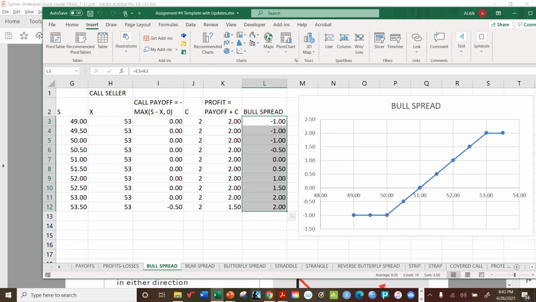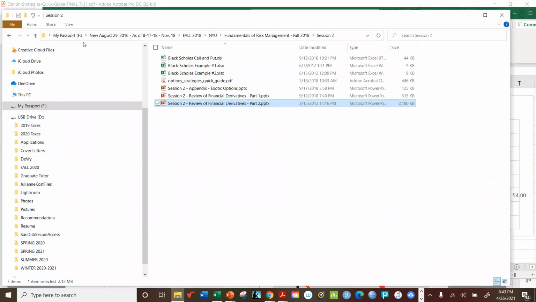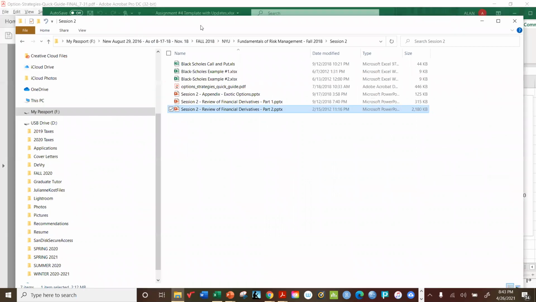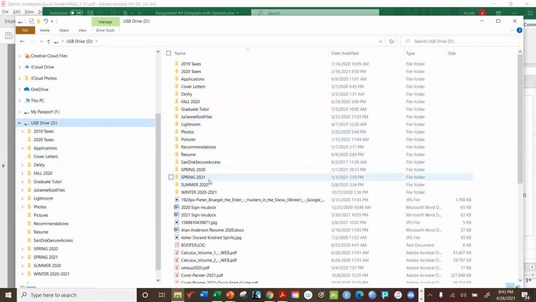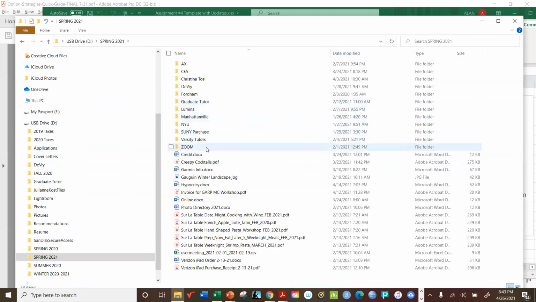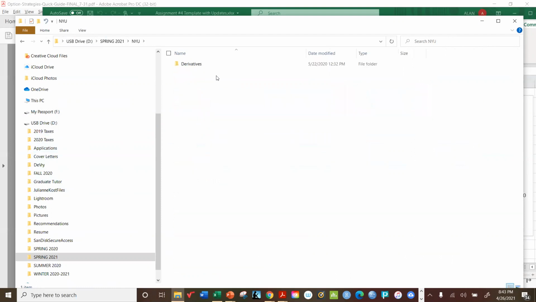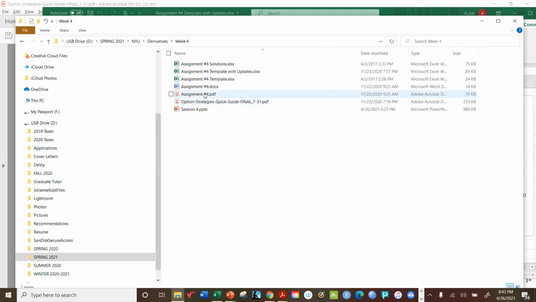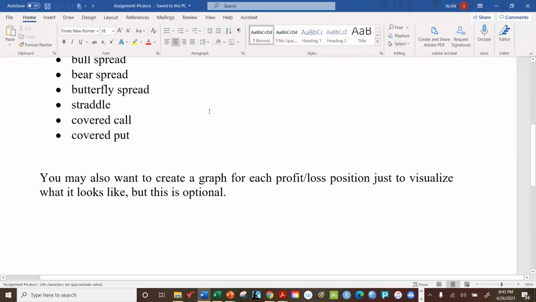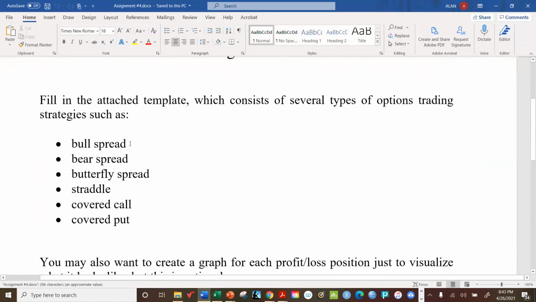But what you'll need to do in your assignment is basically fill in the missing boxes. Let's get that thing open real fast. So here's what you have to do. It's a really short one. Fill in the boxes so you can show the payoff and profit and losses for the following: bull spread, bear spread, butterfly spread, straddle, covered. Oh, we didn't do the covered call and put.